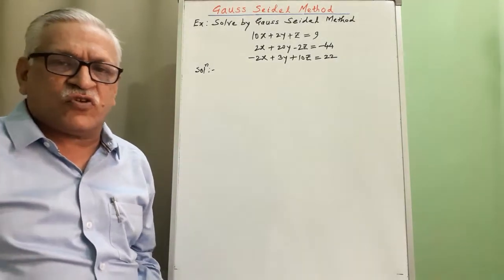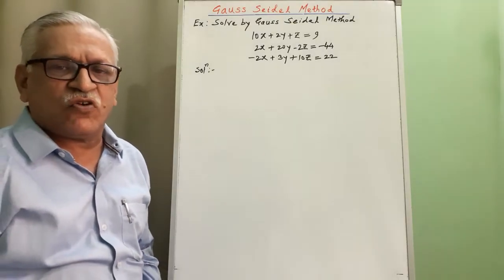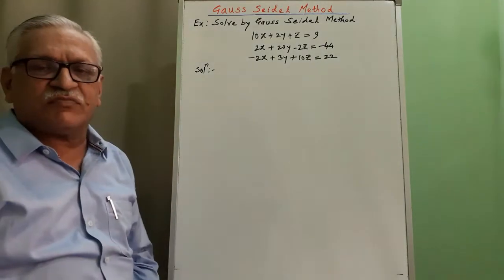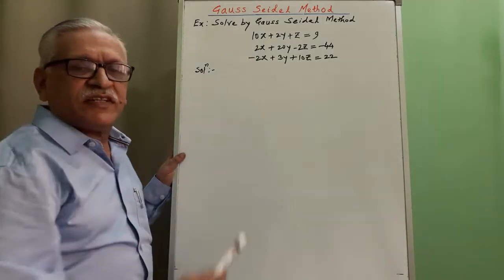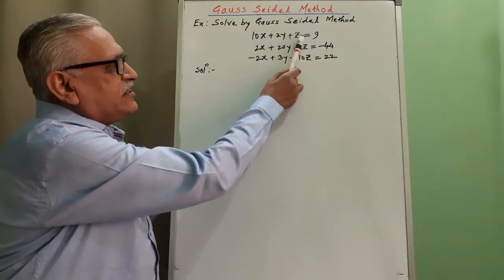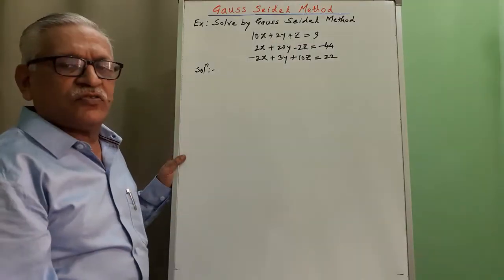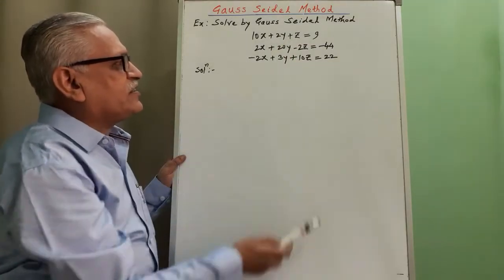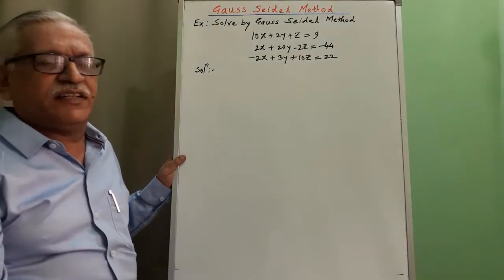As we are required to solve it by Gauss Seidel method, first of all, we check the condition for convergence, as I have discussed in my earlier video. Here the first diagonal element is 10. The absolute value of 10 must be greater than the sum of the absolute values of the remaining terms. Therefore, 2 plus 1 we get 3. Therefore, 10 is greater than 3.